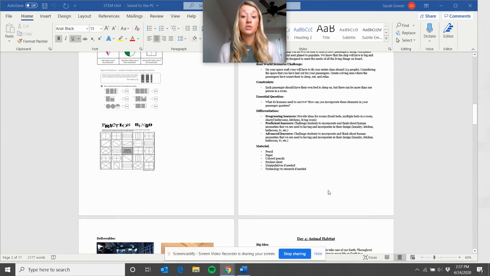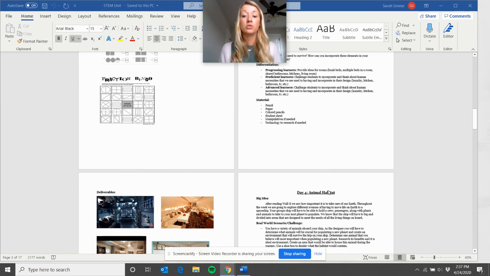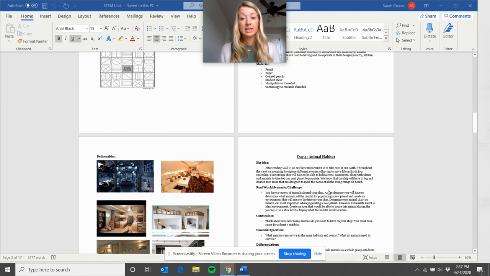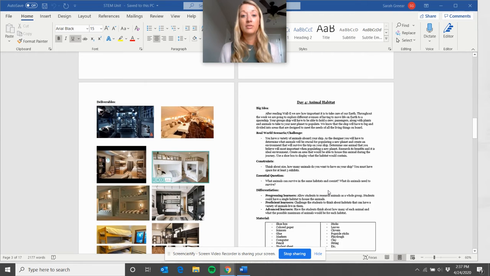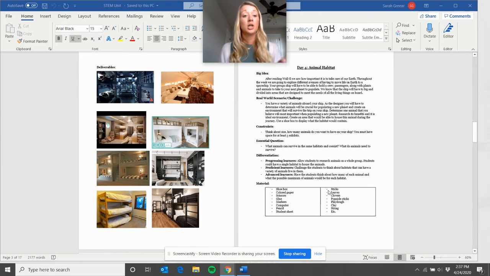For this day, students will need pencil, paper, colored pencil, their design, and any manipulatives they might need, or even the option to research. I've provided pictures on how students can visualize how a traditional bedroom might look when having multiple beds in it.